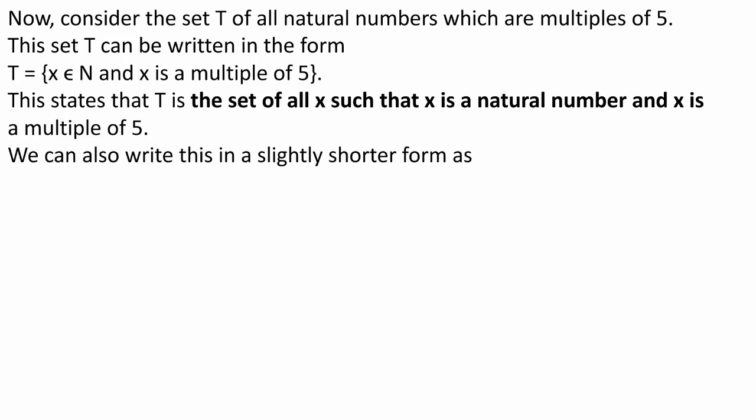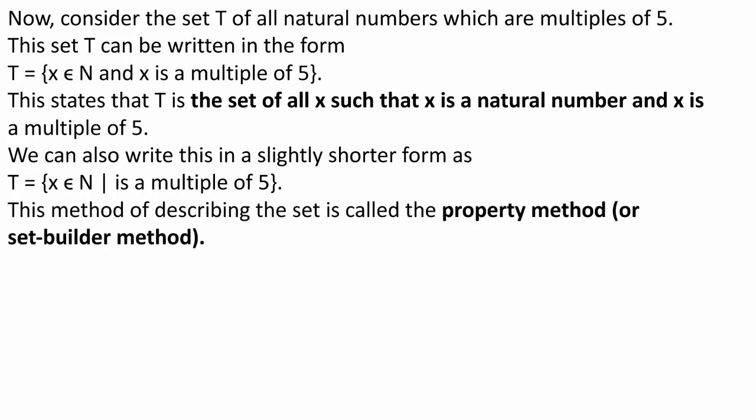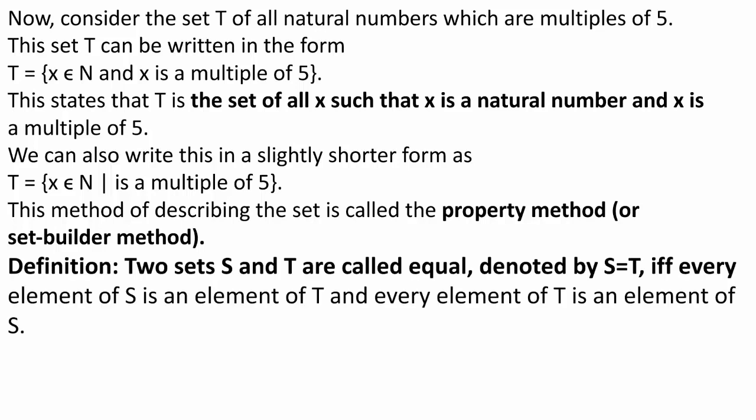We can also write this in slightly shorter form as T equal to {x in N such that x is a multiple of 5}. This method of describing the set is called as a property method. It is also called as set builder method.